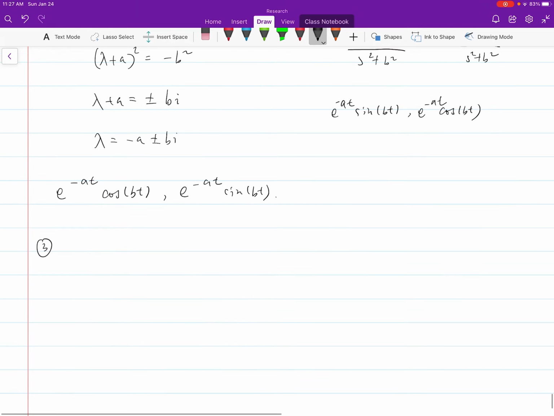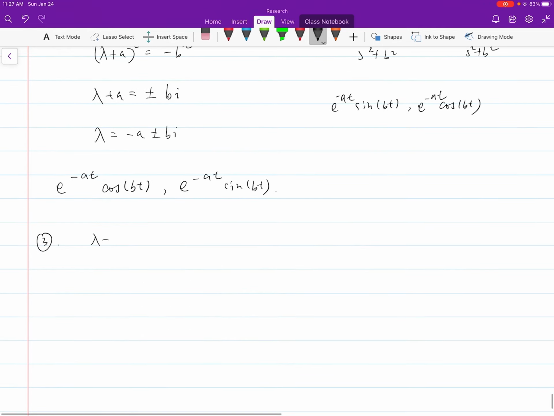That is great. And finally, number 3. What you're going to get is (lambda plus a) squared equals 0. So you have lambda equals negative a repeated.